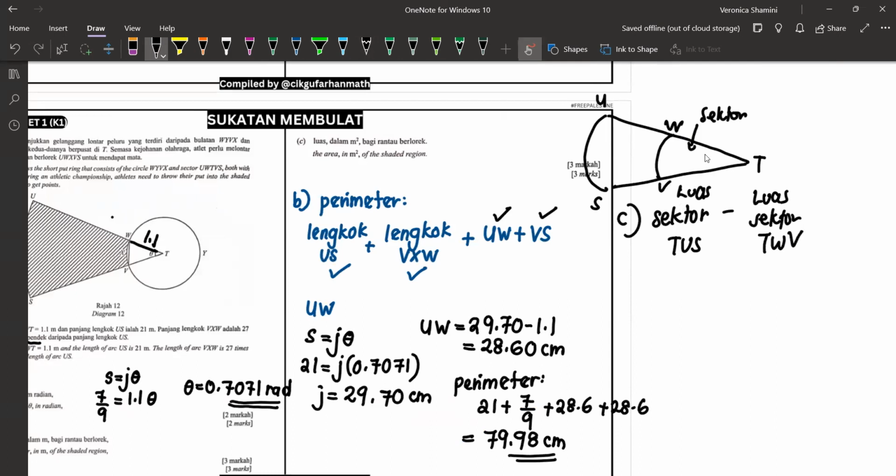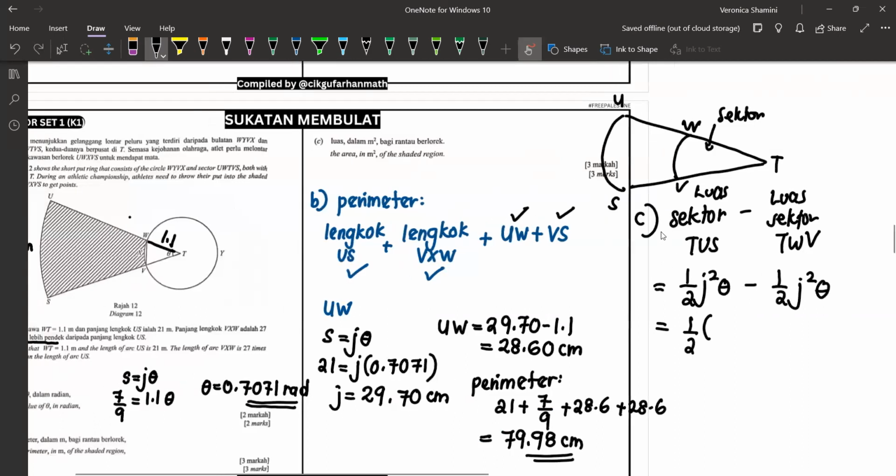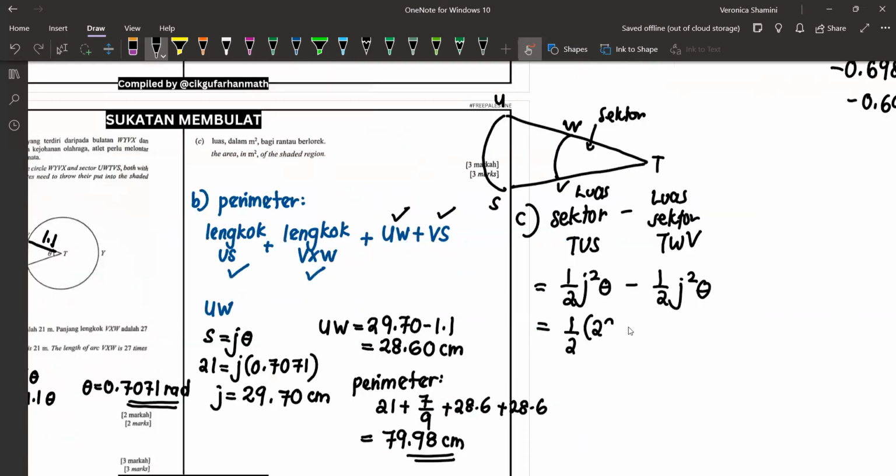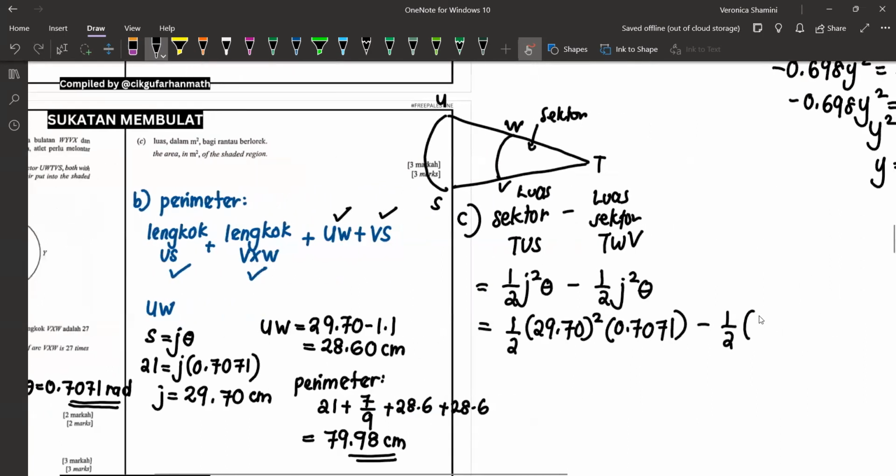Okay, so now let's see. Luas is 1/2 J square theta. Ini pun tolak 1/2 J square theta. Okay, dekat sini jejari dia just now was the whole thing kan? What was the whole thing just now? 29.7. 29.7 square. Theta is still the same theta. 0.7071. Then tolak 1/2. Jejari yang kecil ni 1.1. Then the theta is still the same. 7071.